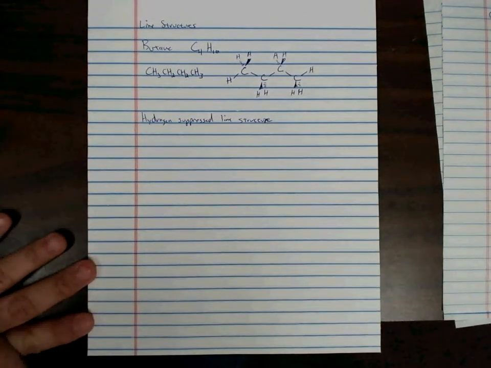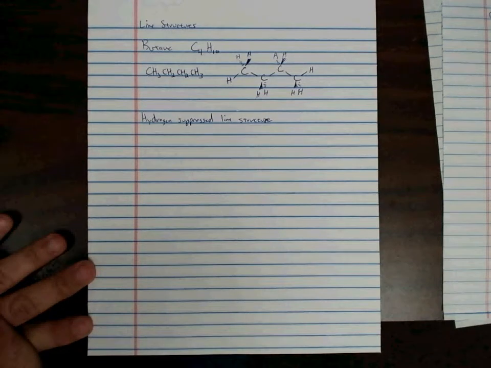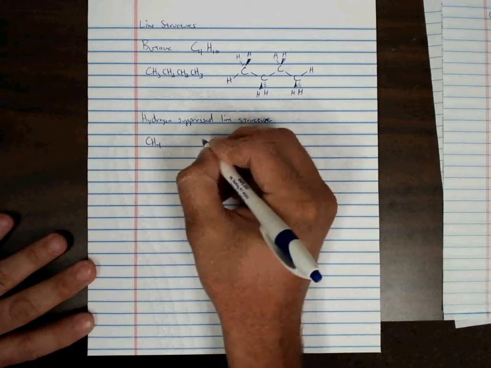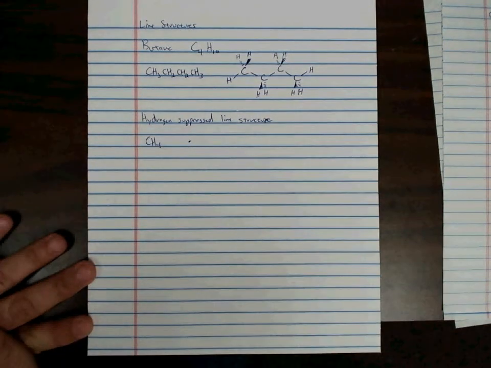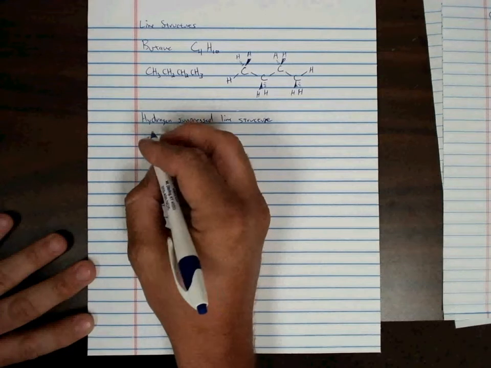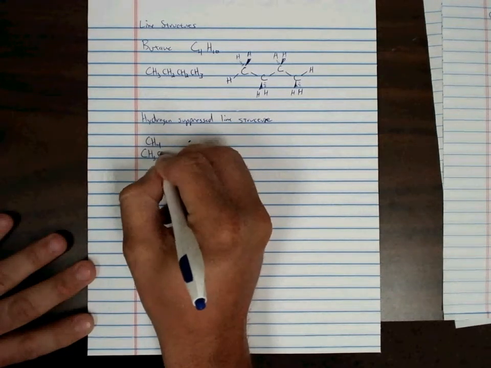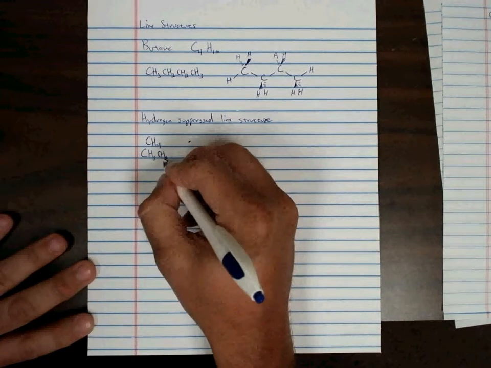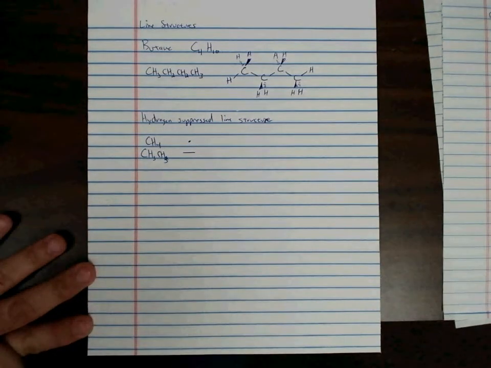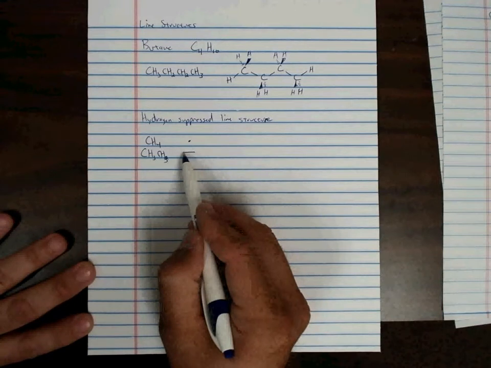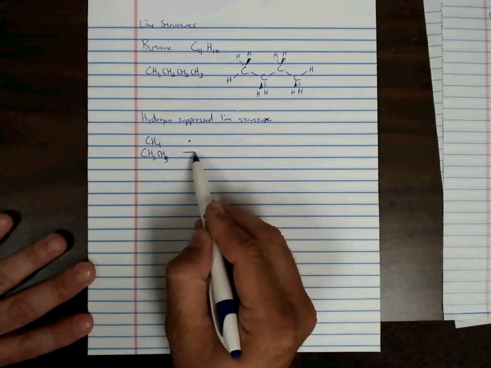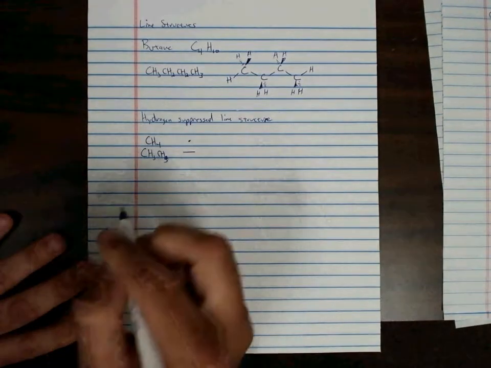Okay? And this can get really confusing, because if we have a hydrogen suppressed line structure, we're going to indicate each carbon as a dot, or the end of a line. So if I have methane, CH4, I simply draw a dot. If I have ethane, CH3, CH3, I draw a straight line. The end of the straight line here tells me that that carbon has 3 hydrogens attached to it, and this carbon has 3 hydrogens attached to it.